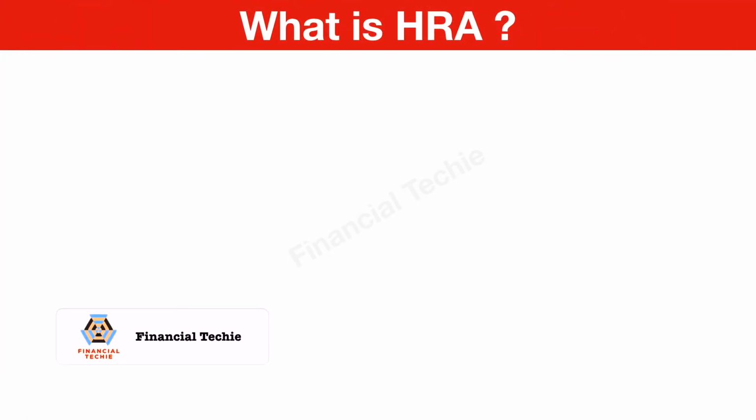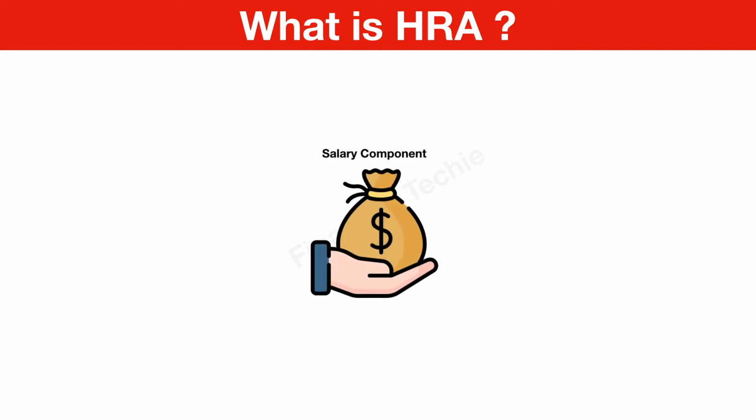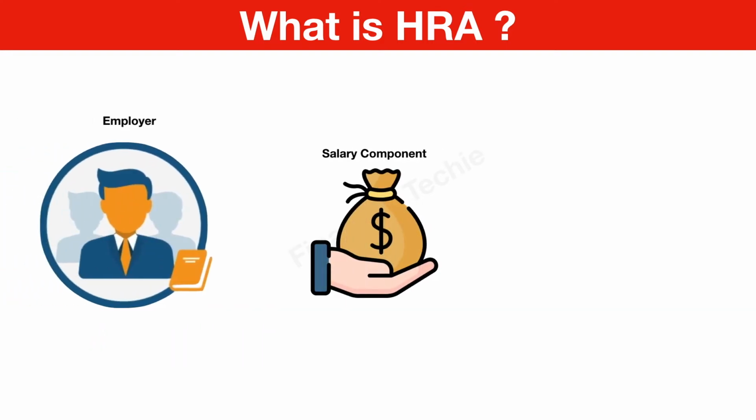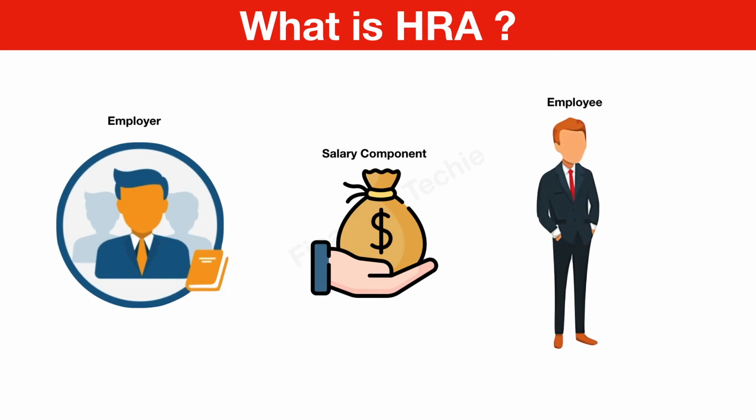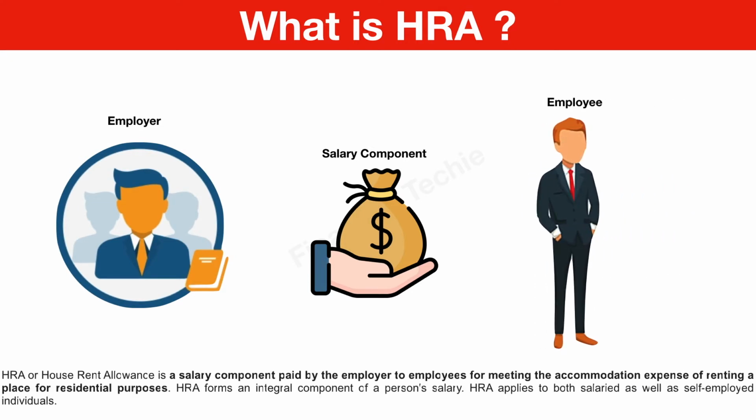First and foremost, let's understand what is house rent allowance. House rent allowance is a salary component paid by the employer to an employee to meet their accommodation related expenses. For example, if you are staying in a rented apartment, you can get tax exemption for the amount that you pay as rent for this financial year. There are some conditions applicable. We will see the conditions and how to calculate all these things in the coming sections. This HRA is applicable for both salaried individuals as well as self-employed persons.